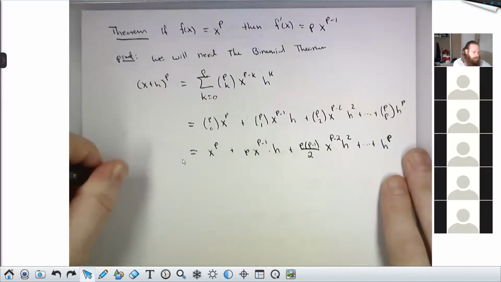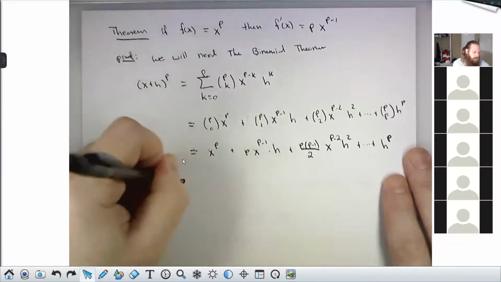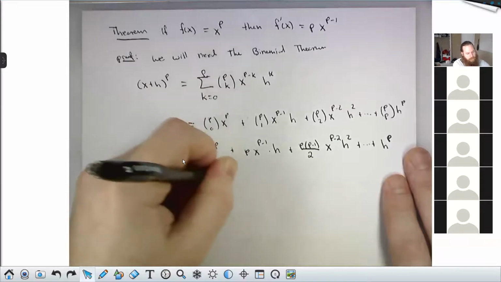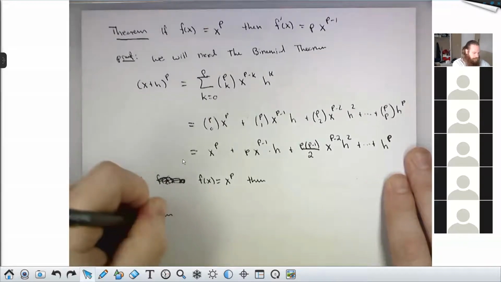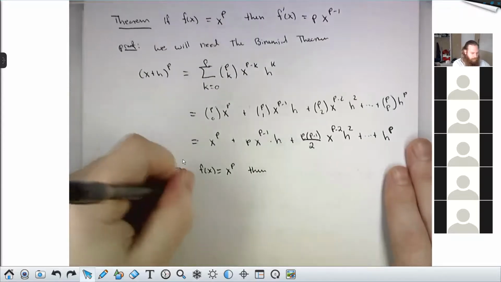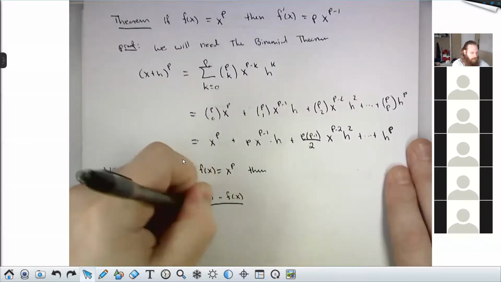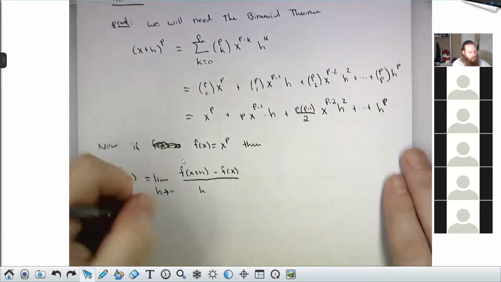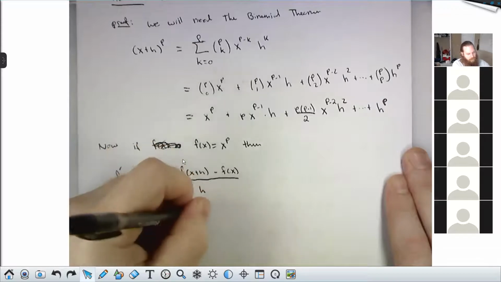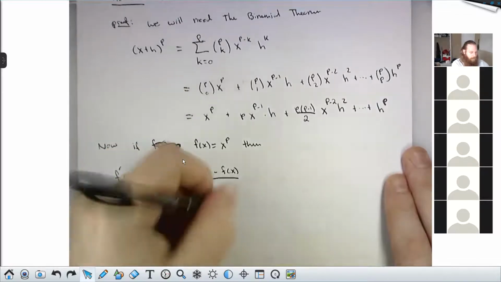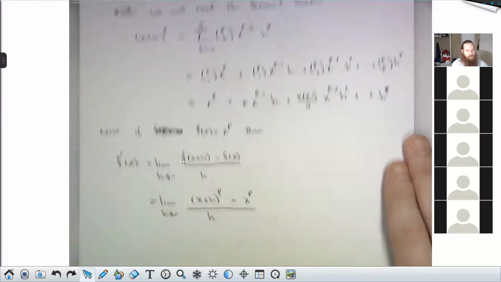Now, if f of x is x to the p, if f of x equals x to the p, then f prime of x has to be the limit as h goes to 0 of f of x plus h minus f of x all over h, which is the limit as h goes to 0 of f of x plus h is x plus h to the p, minus f of x itself is just x to the p, and h downstairs is h downstairs.